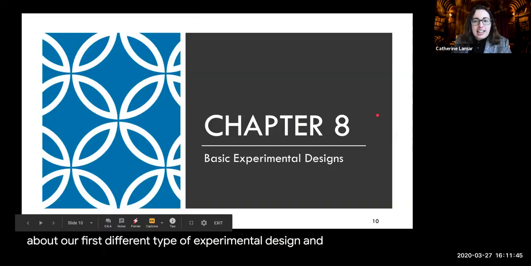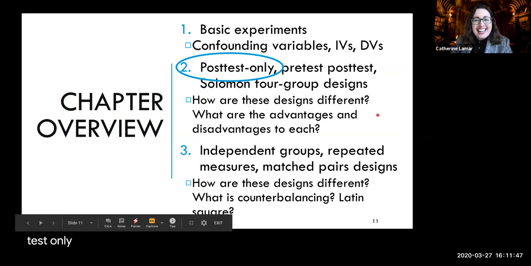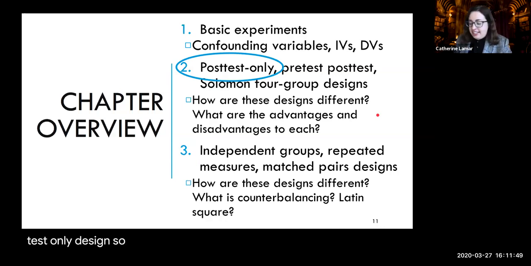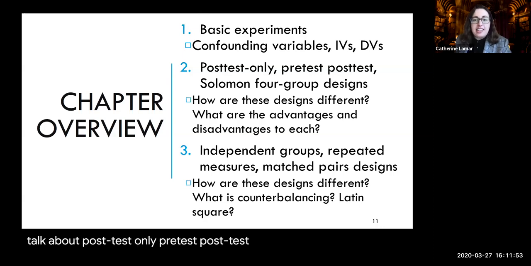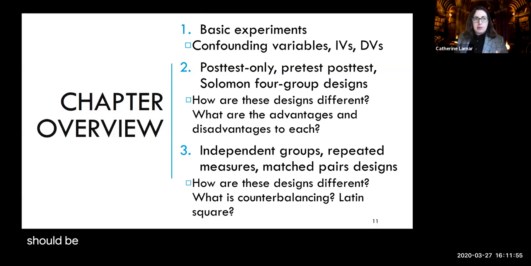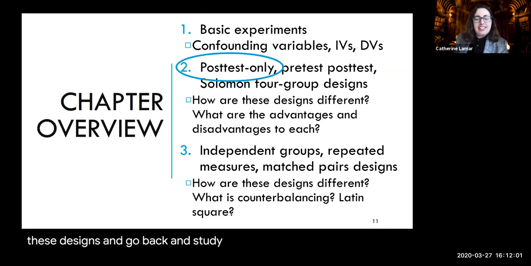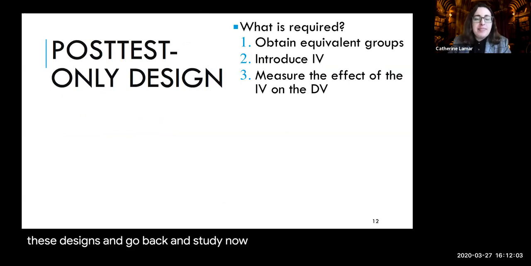Now, for this video, we're going to talk about our first different type of experimental design, and that is a post-test only design. So keep in mind again that the first 3 designs we talk about, post-test only, pre-test post-test, and Solomon four-group, should be kept together in one category when you think about these designs and go back and study. Now let's talk about what a post-test only design is.